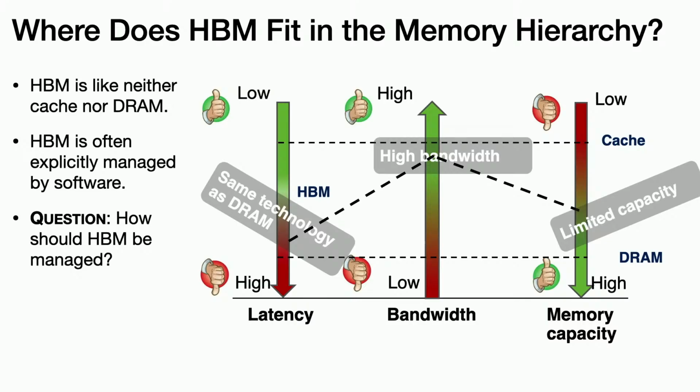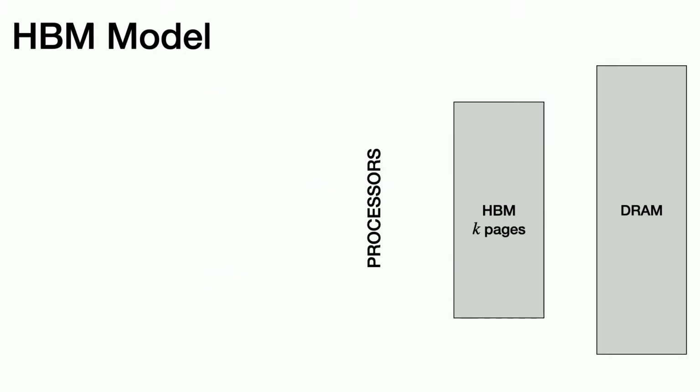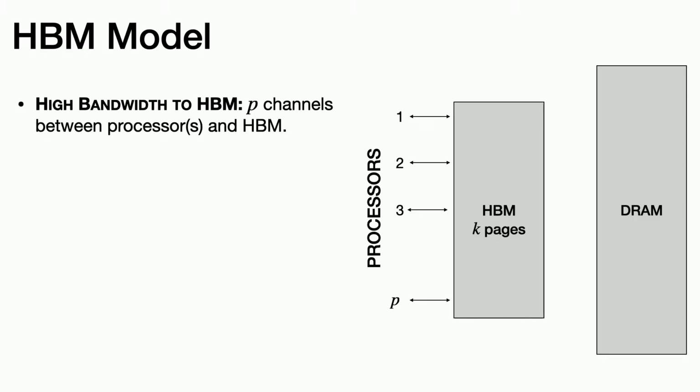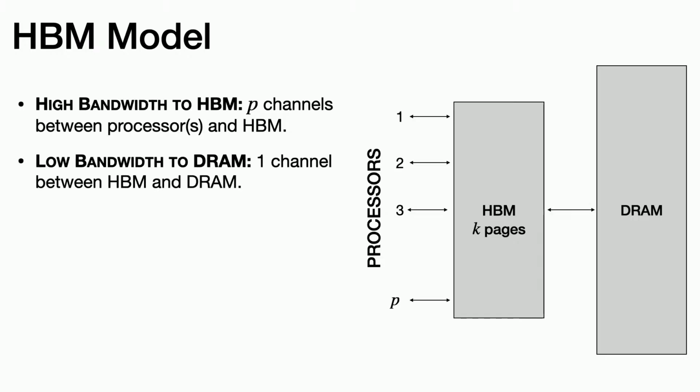We're going to ask this question from a theoretical perspective. So let's first model HBMs. How do we want to think about HBMs? Here there are processors, there's HBM, and there's DRAM. DRAM, or memory, holds all your data. And HBM has K pages. It has high bandwidth, so the way we're going to model that is that you have processors and lots of channels from the processors to the HBM. DRAM has limited bandwidth, so to transfer data from DRAM to HBM, there's only one channel.